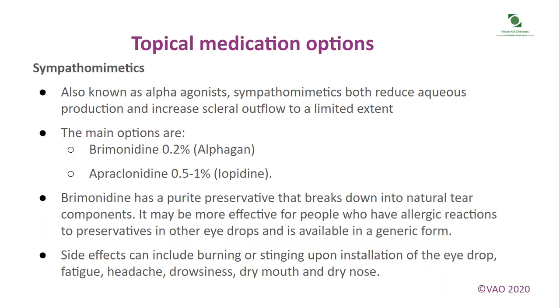Sympathomimetics, also known as alpha agonists, both reduce aqueous production and increase scleral outflow to a limited extent. The main options are brimonidine, 0.2%, and apraclonidine, 0.5 to 1%. Brimonidine has a Purite preservative that breaks down into natural tear components. It may be more effective for people who have allergic reactions to preservatives in other eye drops, and is available in a generic form. Side effects can include burning or stinging upon instillation of the eye drop, fatigue, headache, drowsiness, dry mouth, and dry nose.